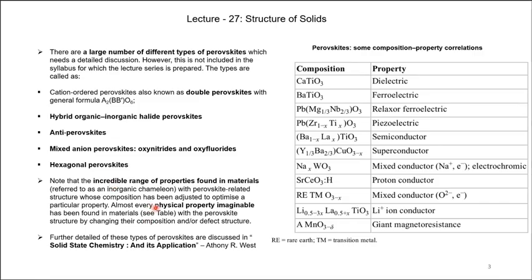Almost every physical property imaginable can be found in these materials, and that's why we take some examples of physical properties of different perovskites here. Calcium titanate, we know that it's dielectric. Barium titanate is ferroelectric.